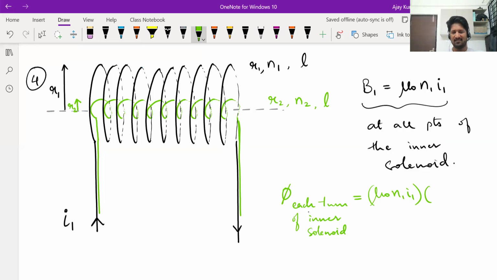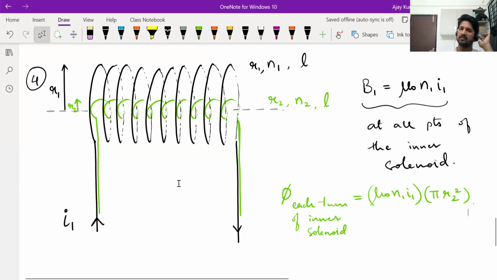Pi r square. Correct. Which R? R1 or R2? R1 is the radius of the outer solenoid. It is R2 square. That's R. We are expressing the flux in the inner solenoid, so the inner solenoid's cross-sectional area we have to take by R2 square. That's the flux through each turn.